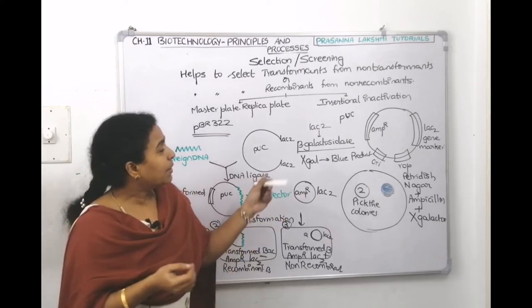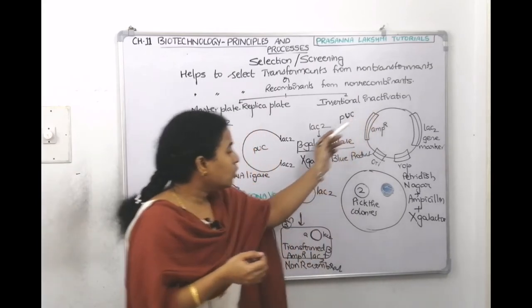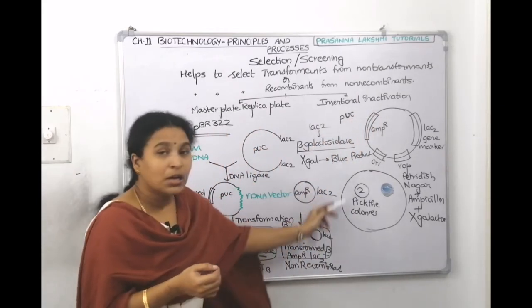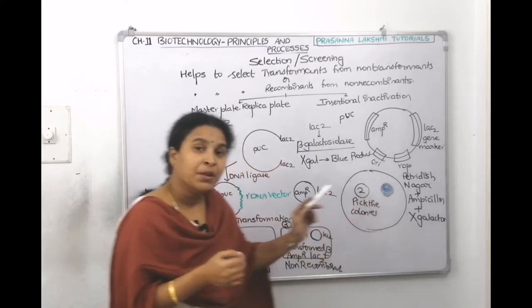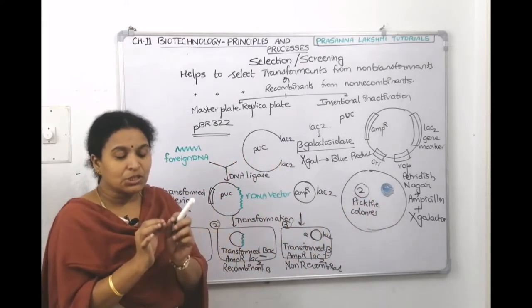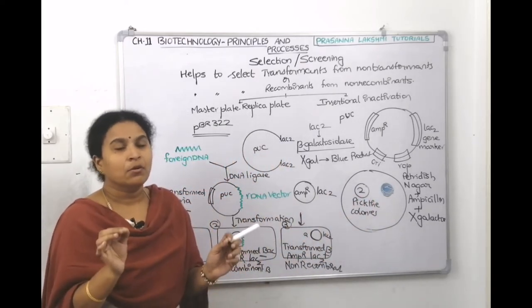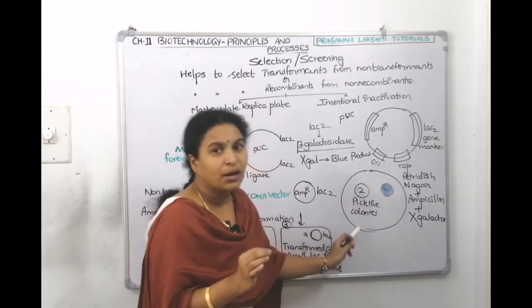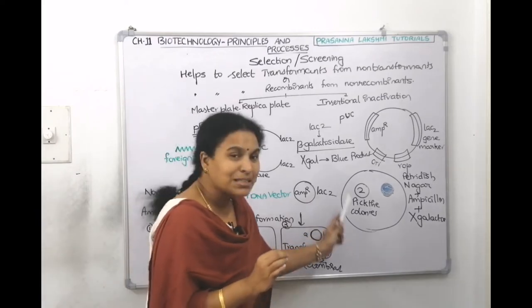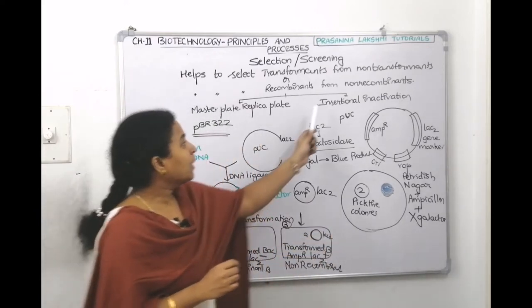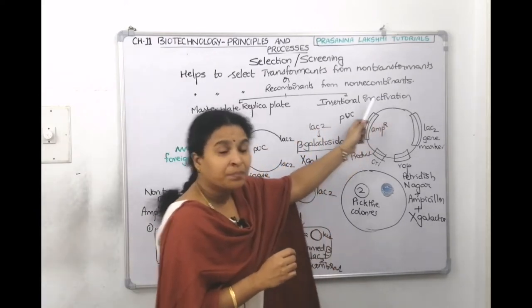But in the method called insertional inactivation, you are growing the bacteria in only one plate, right? And depending upon the color distinction, we are picking the colonies. It is easy to discriminate the colors, white and blue. So we can easily pick the white colonies and go for bioprocessing or biotechnology. So this is the best method. What is that method called? Insertional inactivation.